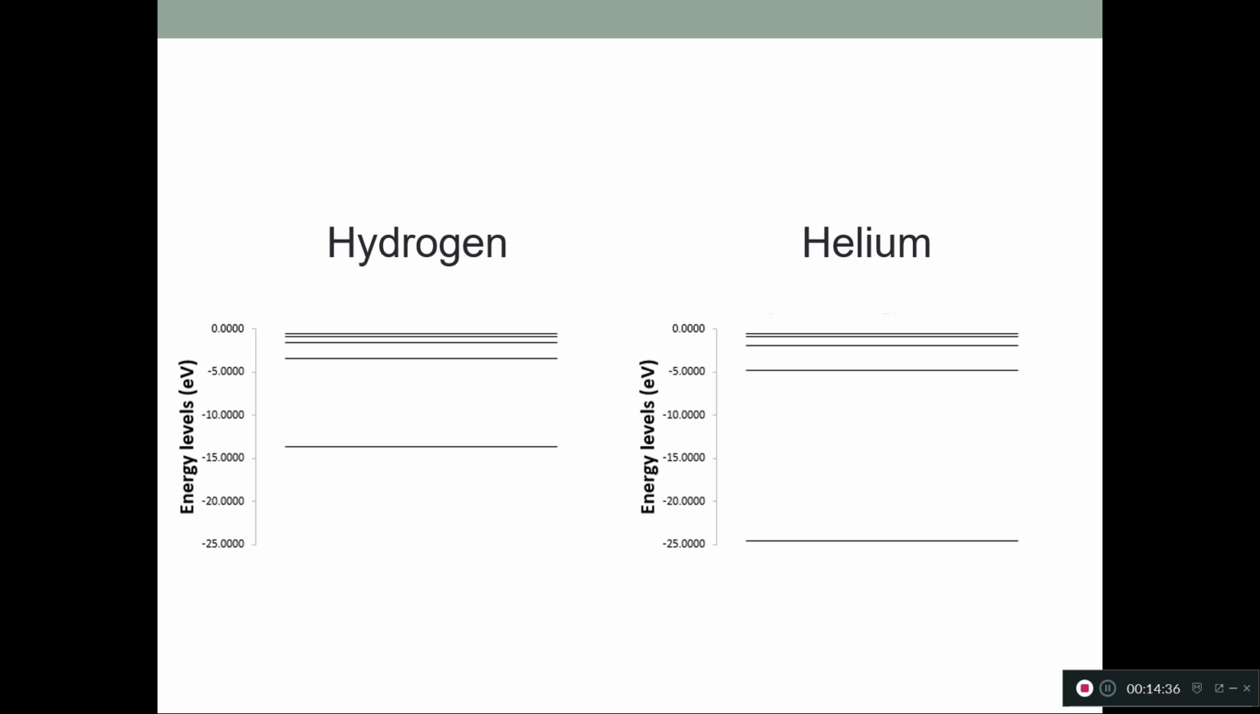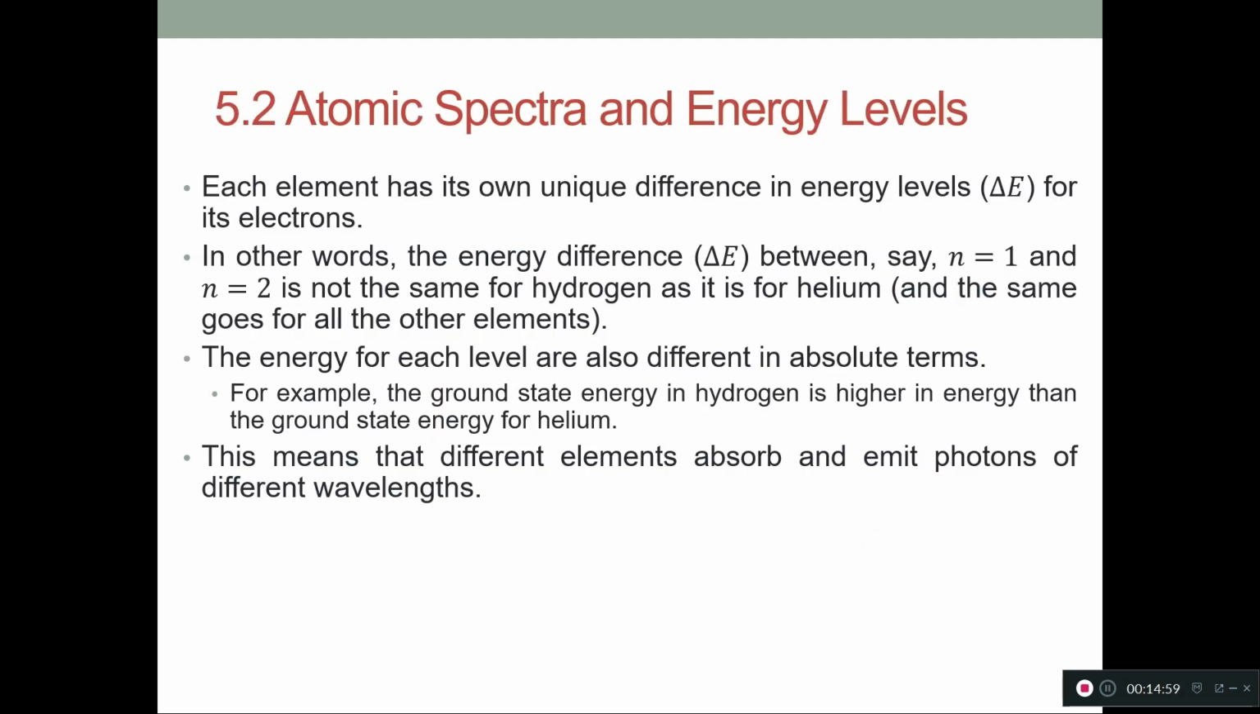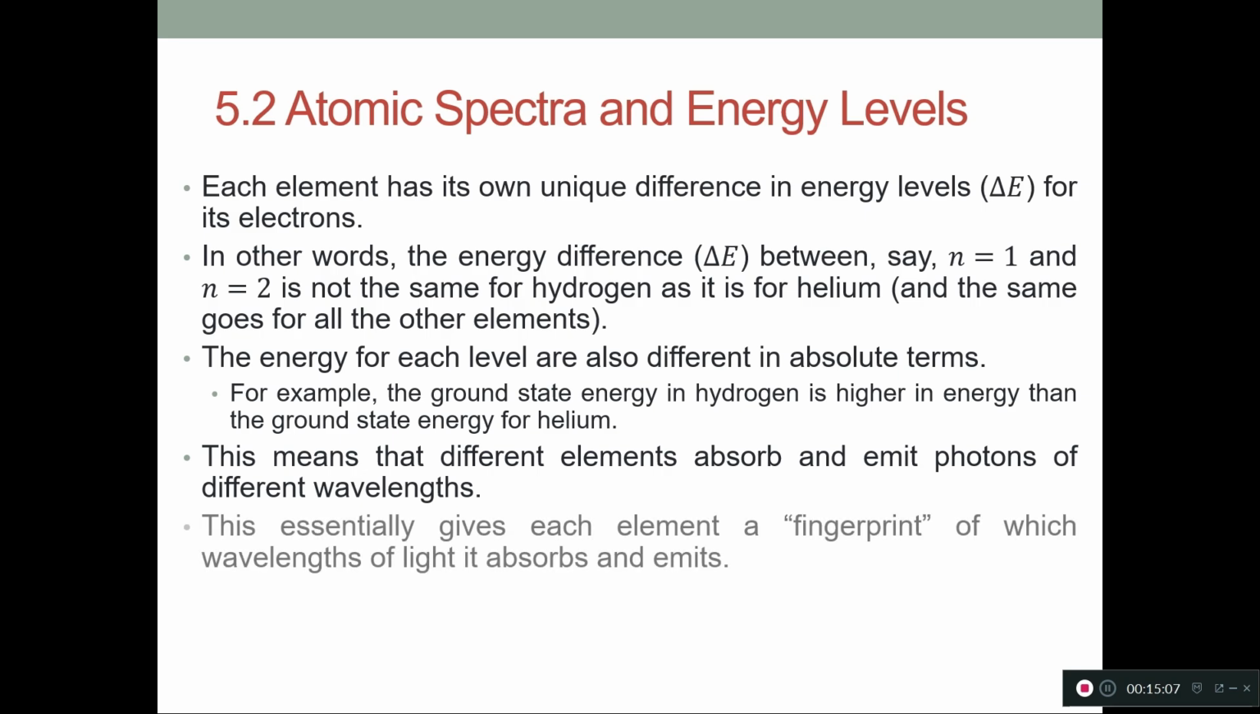So these are actually the energy levels for hydrogen and helium. What we see is that this difference from n equals 1 to n equals 2 in hydrogen is smaller than that difference in n equals 1 to n equals 2 in helium. But also, the difference in the ground state energy level for hydrogen and helium looks like this, where for hydrogen it's higher in energy than it is for the helium. And this means that different elements absorb and emit photons at different wavelengths, which we saw in that spectrum earlier. This essentially gives each element a fingerprint of which wavelengths of light it absorbs and emits.